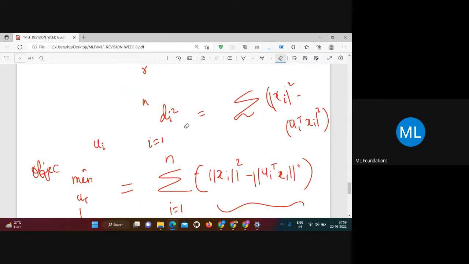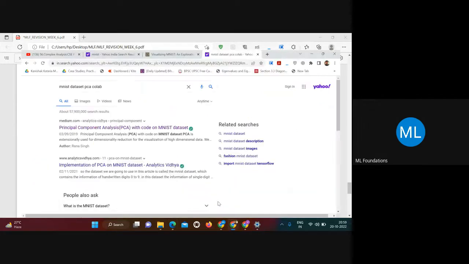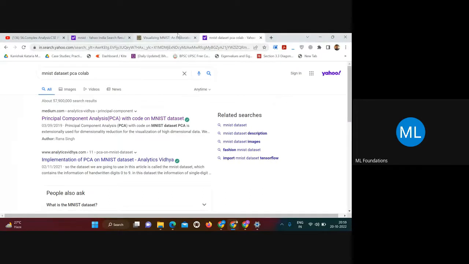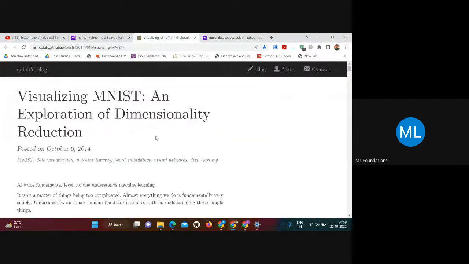But I have that, I just wrote it somewhere. I'll just check whether it's there. Okay, if you want to see this, I have this link. This is a blog that you can read also. It is a blog for the MNIST dataset, so maybe this will help you get a brief idea of how PCA works.